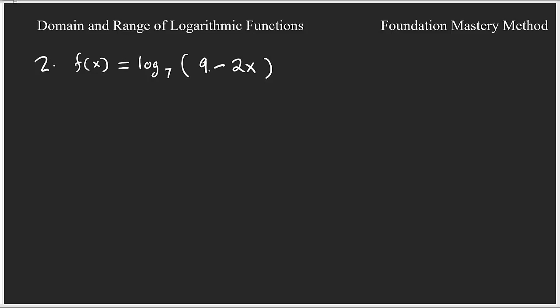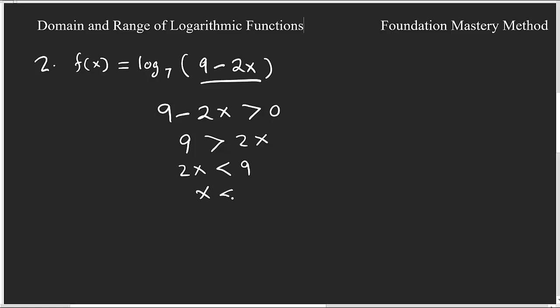I'm taking a second example where I have an argument like this. So I need to say the same way for the domain. This will be greater than 0. Now you can solve this problem two ways. One is just add 2x to both sides, get like this. So this one is the same as 2x less than 9. That means x is less than 9 over 2.